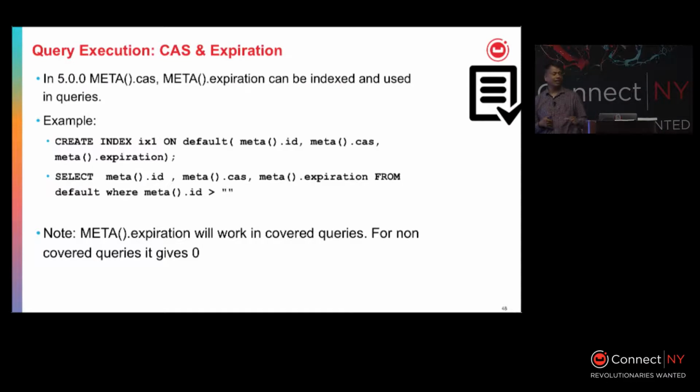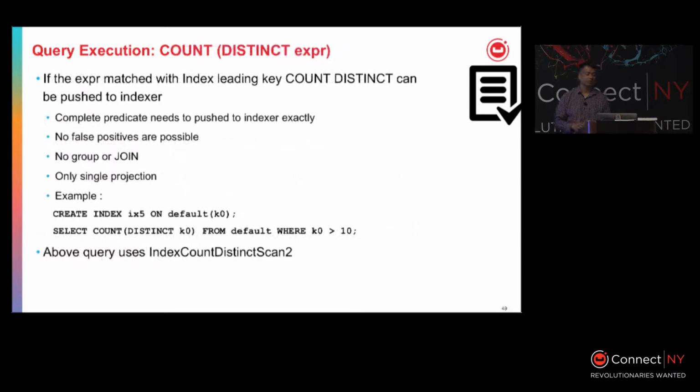Cache and expiration, the TTL value, right? So you can index those values as well as get them from the index. This is available only when you have queries that are covered. So we still have things to do in terms of getting directly from the data service, but it is available to the index service. So when you have the cache and TTL, or the expiration field within the meta function, indexed, it's available for you as well.